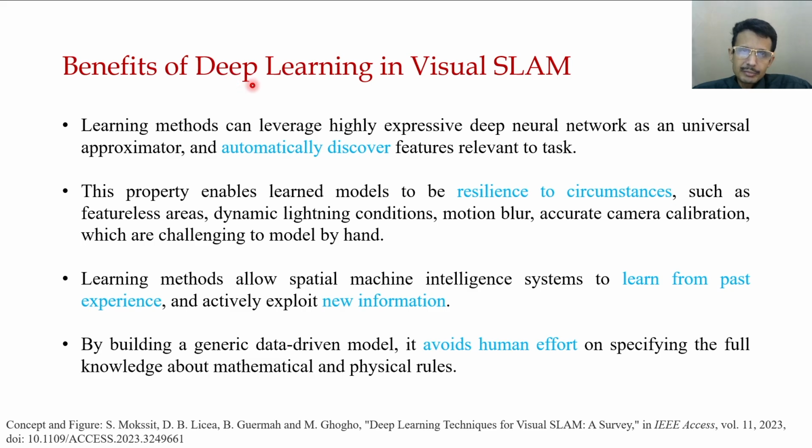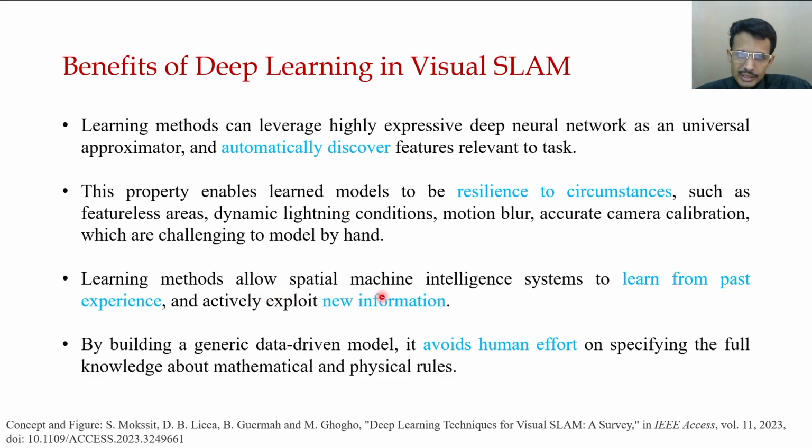Now, what are the benefits of deep learning? Why use deep learning? Learning methods can leverage highly expressive deep neural networks as universal approximators and automatically discover the features relevant to the task. One of the major advantages of deep learning is automatic feature selection or automatic feature extraction. This property enables learned models to be resilient to circumstances such as featureless areas, dynamic lighting conditions, motion blur, and inaccurate camera calibration, which are challenging to model by hand. Okay, so automatic feature extraction is helping a lot in these tricky situations.